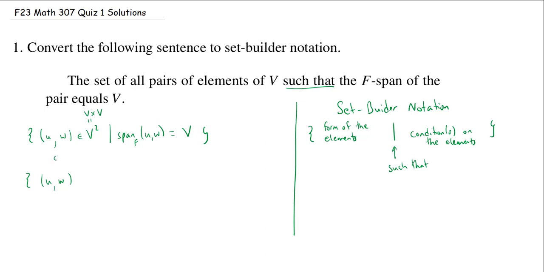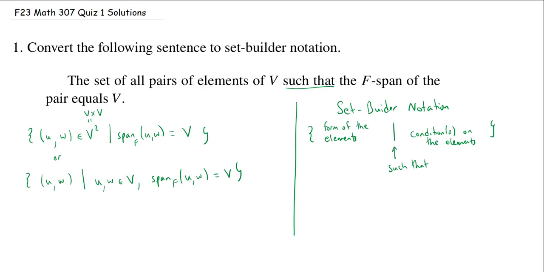Now, what would the second option be? Strictly speaking, you might think of the U comma W as just the form, and that there's an extra condition that they're elements of V. And so you could put that condition on the other side: U and W are elements of V. And then the other condition is that, again, the F span of U, W is equal to V.